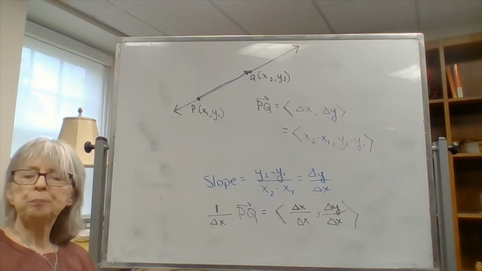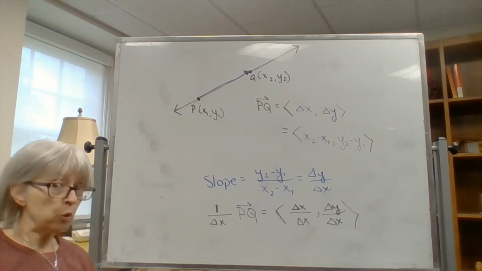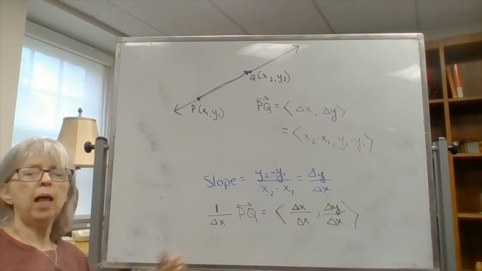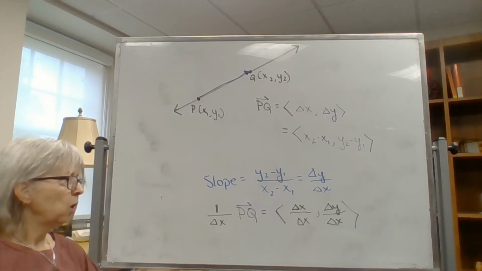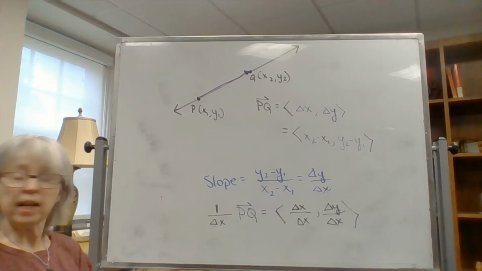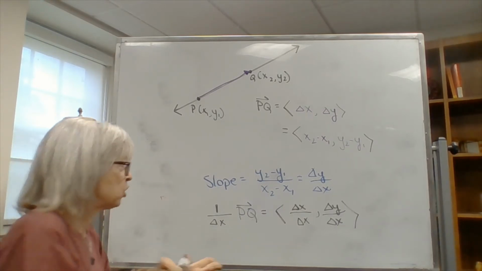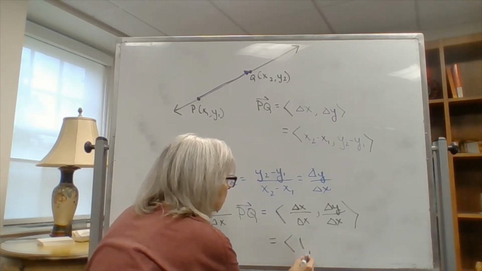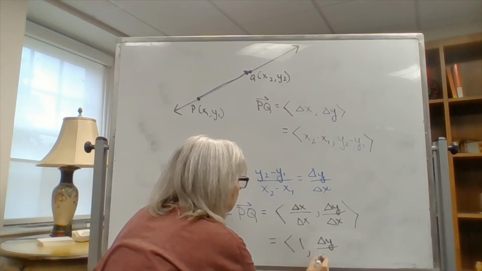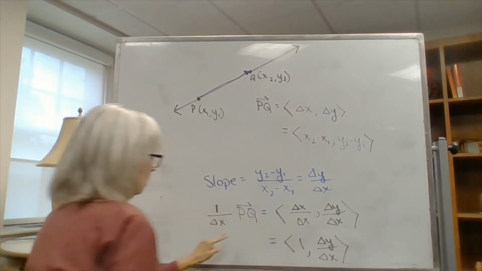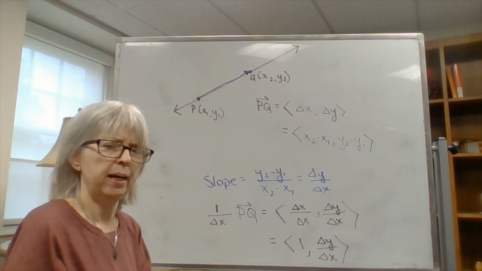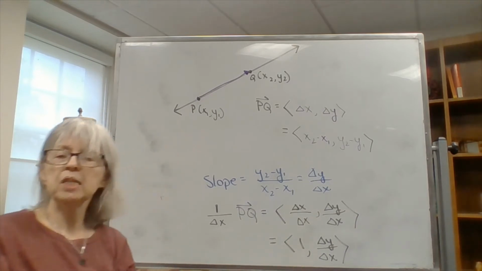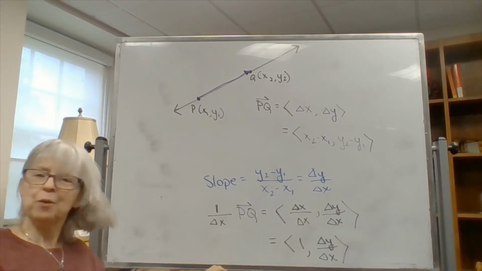Delta x is a number. So 1 over delta x is a number, which means 1 over delta x is a scalar. And I'm taking a scalar, multiplying it by a vector, which means I multiply each component of that vector by that scalar. And so, look what I get inside of my vector. PQ multiplied by 1 over the change in x. I get 1 comma the slope.